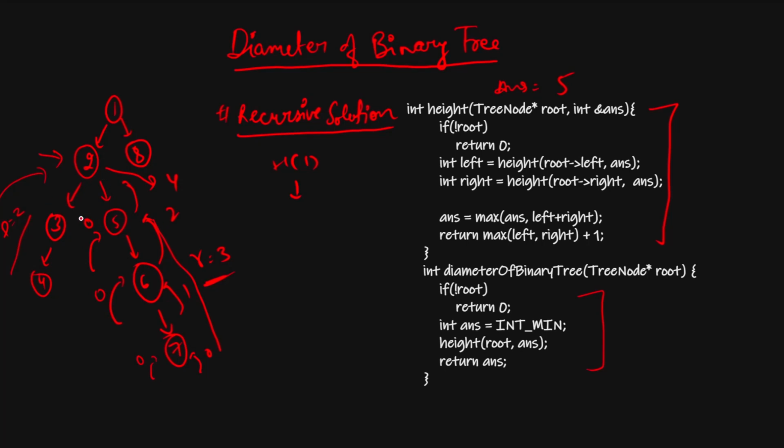Not 2 plus 3: the maximum of these is 3, plus 1, so 4. So I am returning 4 from here. This 4 is gone, and from the left it comes. The height of its right will be H8, and finally it will return 1. So 4 and 1 will give my 5. So what can I say? Wait a minute.